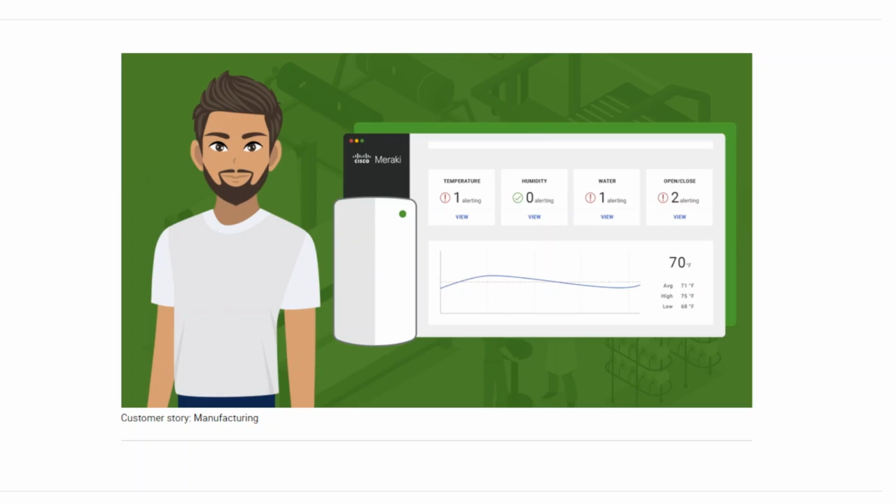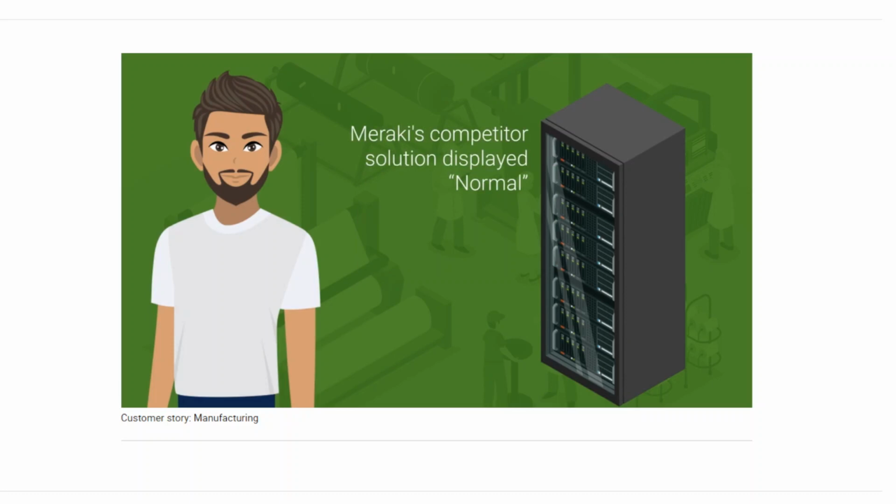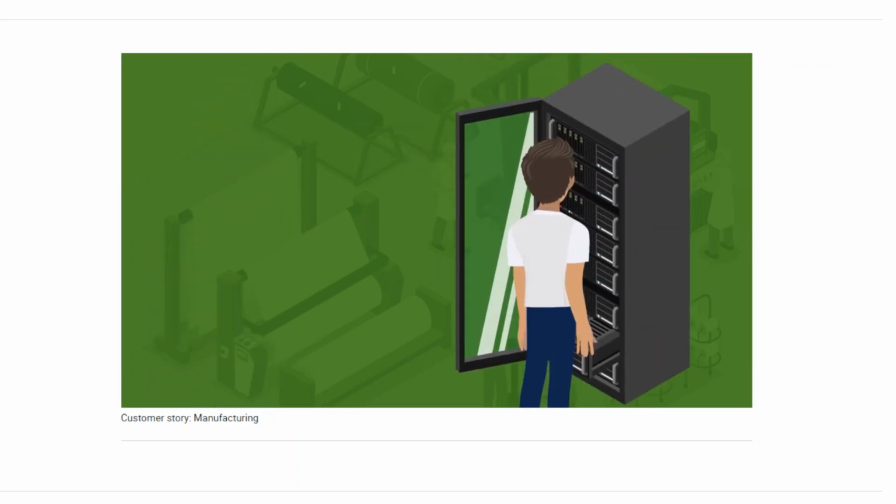So after just a few weeks of having MT deployed, Andy let us know that it already found a problem for him. His MT10 told him that the temperature in one of his data center racks was in excess of 100 degrees Fahrenheit. But strangely enough, the competitor solution that he had in that same rack said everything was normal. So he went down to look at it, and he found that the rack door was wide open. And of course, the rack was indeed in excess of 100 degrees.